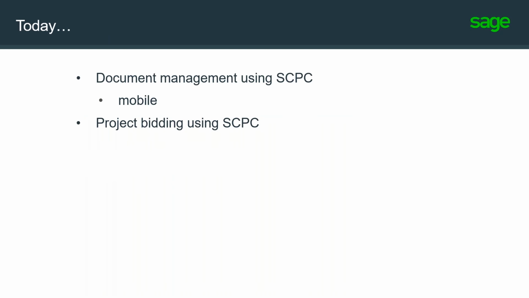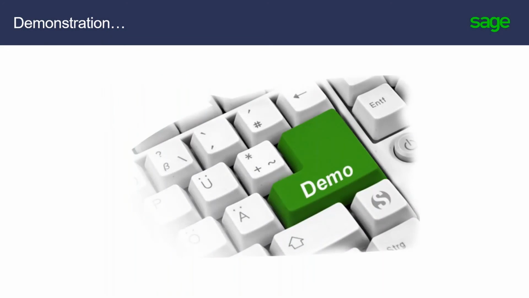We're going to talk about a couple things today. Pretty simple agenda. We're going to look at document management using SCPC. I'll show you the mobile app, and we'll also look at project bidding using SCPC. SCPC being Sage Construction Project Center. So with that, let's get started with the demo.